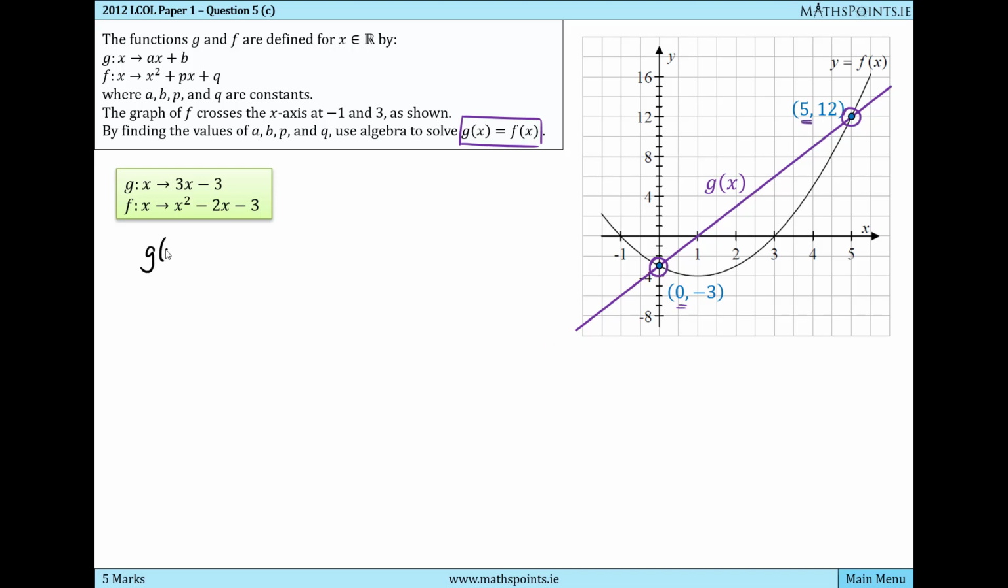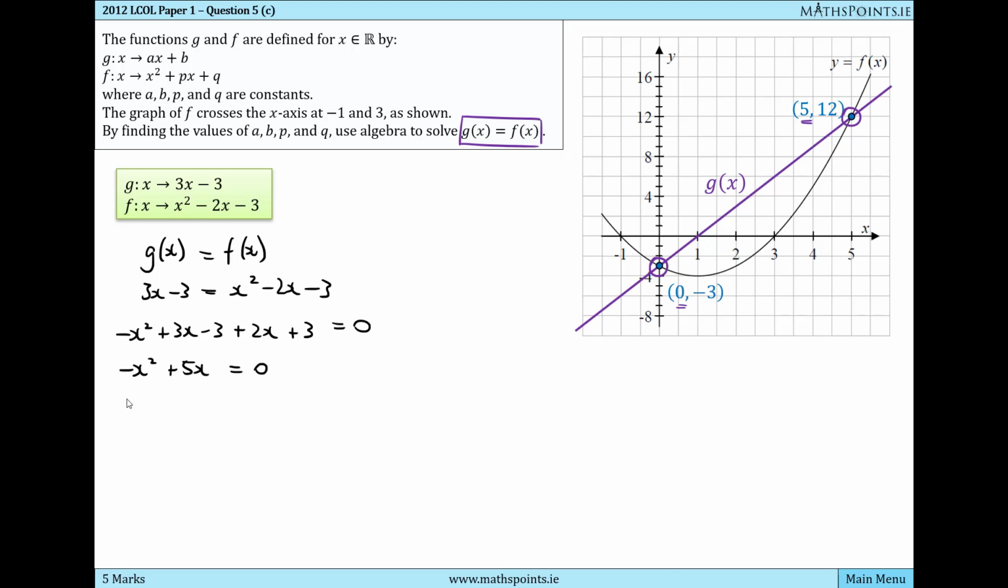So g of x is equal to f of x. g of x is 3x minus 3, so we let that equal f of x, which is x squared minus 2x minus 3. If we simplify this, we'll get a quadratic equation. Collecting all the terms on the left hand side, we'll subtract an x squared from both sides. We have 3x minus 3. We'll add 2x to both sides, and add 3 to both sides, equals 0. Tidying this up, we get minus x squared, 3x and 2x is 5x, and minus 3 plus 3 is 0. We'll multiply across by minus 1 to give us x squared minus 5x equals 0.